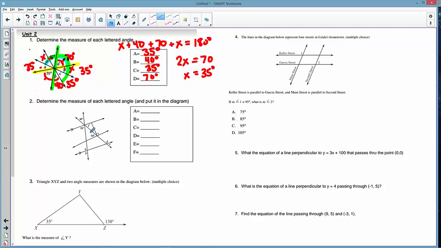Okay, this problem here, determine the measure of each lettered angle and put it in the diagram. So these three angles add up to 180. It's not really a linear pair. We call them linear angles because there's three of them. So 64 plus E, I don't know what it is, we'll use it as a letter, plus 90 have to equal 180. And I think that leaves 26 degrees. Check me on that, but I think it's 26 degrees for E.